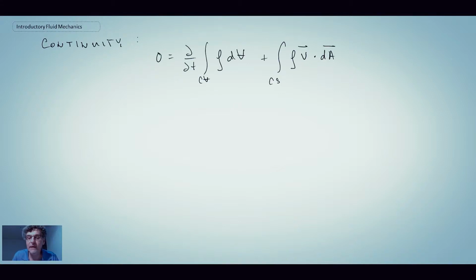So that is the continuity equation. Now to begin with, one of the assumptions we made was that we're dealing with steady flow. So right off the bat, this term disappears. And then what we're left with is the mass flux across the two control surfaces.